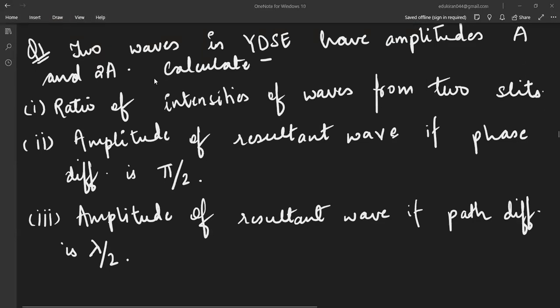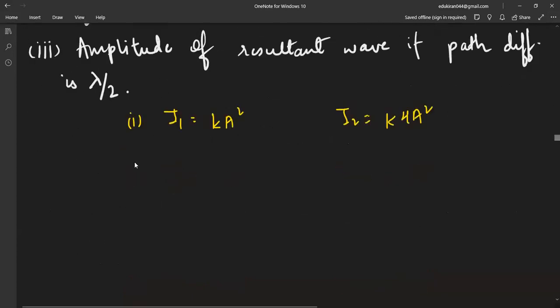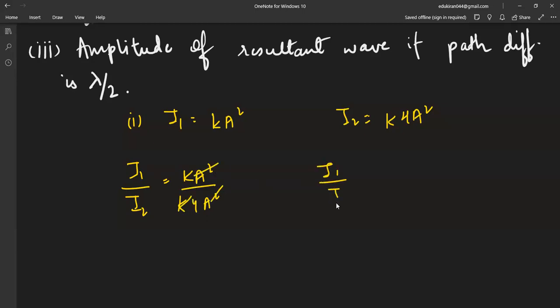See, this question says that amplitudes are given, A is given and 2A is given. You have to calculate the ratio of the intensities. So I1 will be K a square, I2 will be K, this is 2A, so this becomes 4A square. So when we take the ratio, I1 by I2 is K a square by K 4A square. So this will be cancelled. So I1 by I2 ratio will be 1:4.